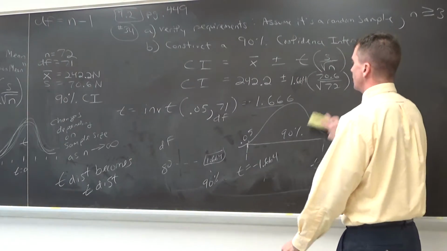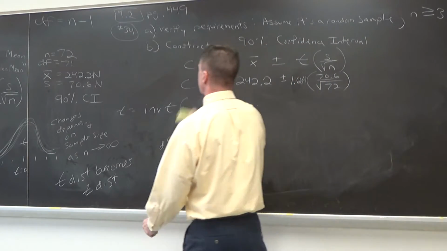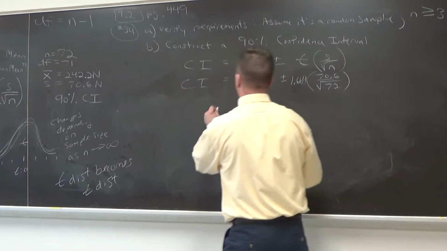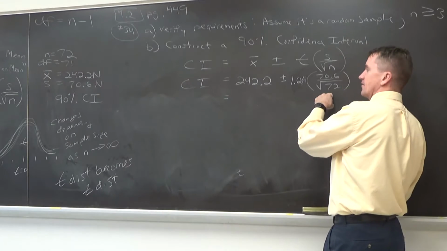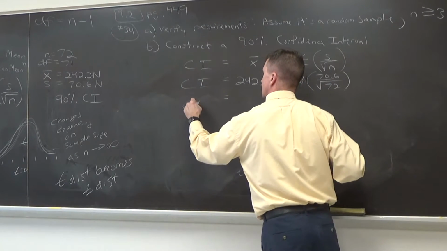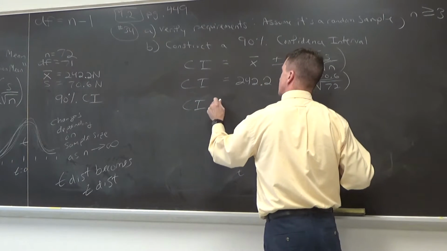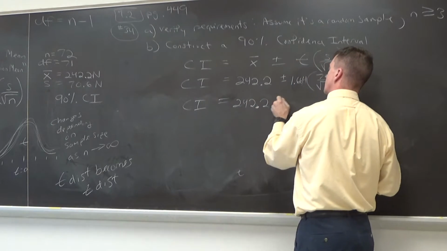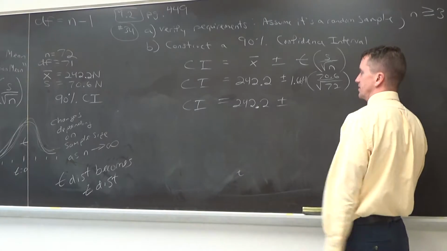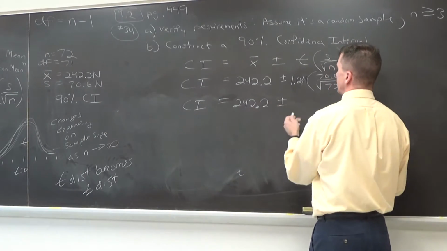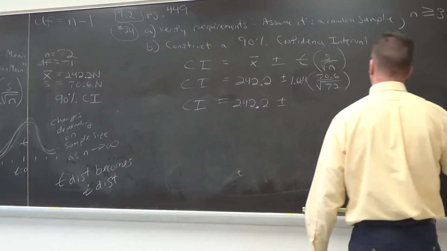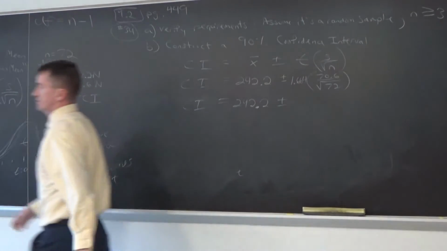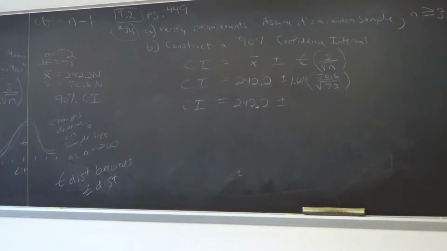All right, I'm going to erase all this, everyone. Let's find this number. So get out your calculator. I want you to find this number after the plus minus, and then you and I will be done with the confidence interval. 242.2 plus or minus, what's this number though? And we'll go to one decimal place. What do you get when you go 1.664 times that? I'll do it too. Only takes a second.